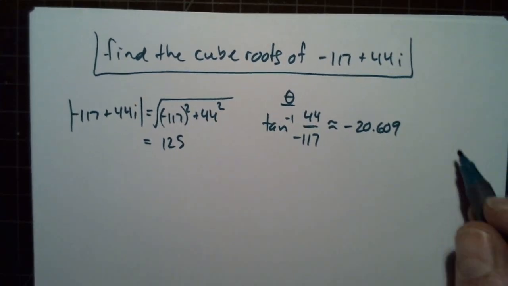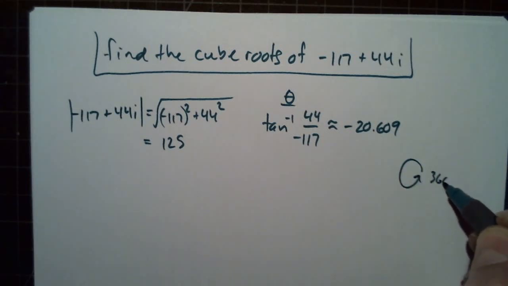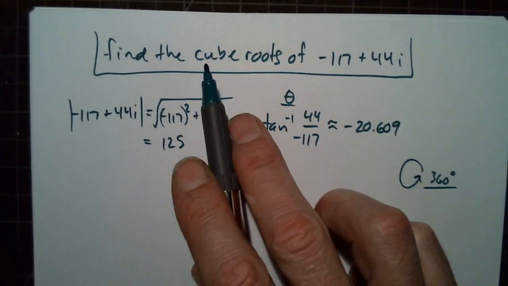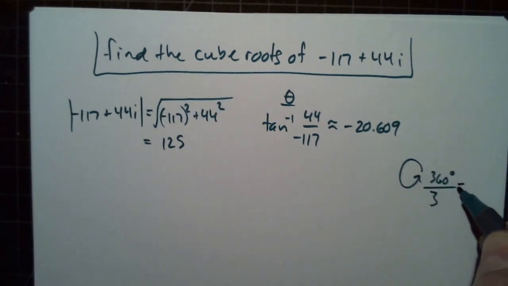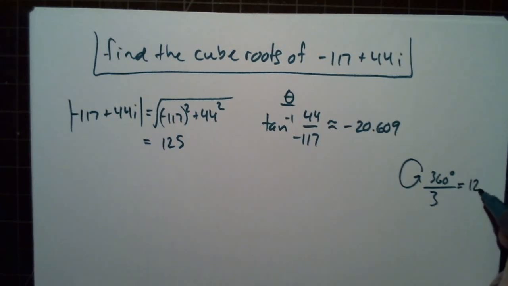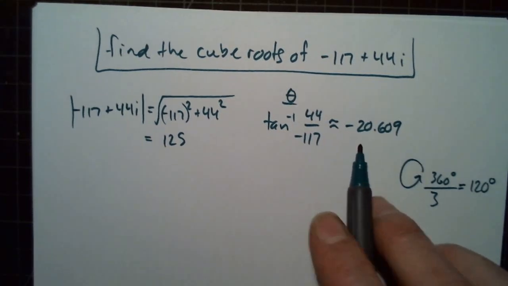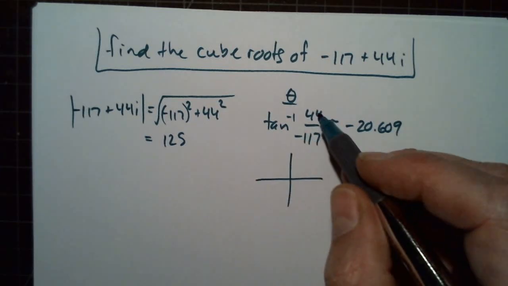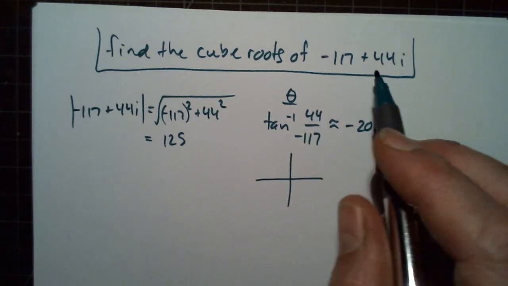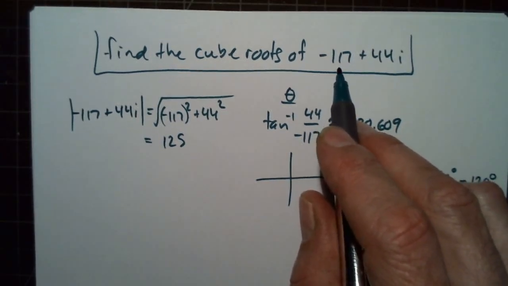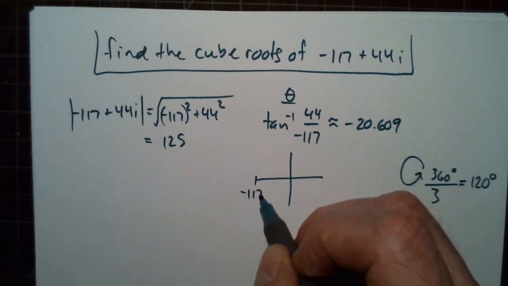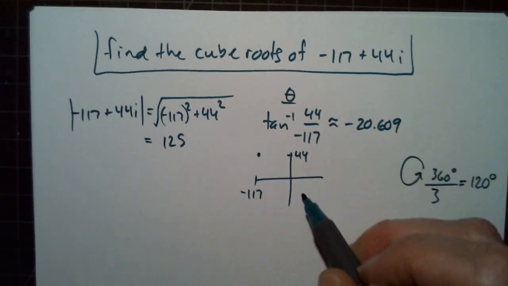That's where we'll start. We know that if we go 360 degrees, and we need to have 3 evenly spaced angles, they will be spaced by 120. But one thing we have to consider here is that inverse tangent only gives us angles from -90 to 90. But if we look at the graph of this complex number, it's going to be -117, +44. It's over there.